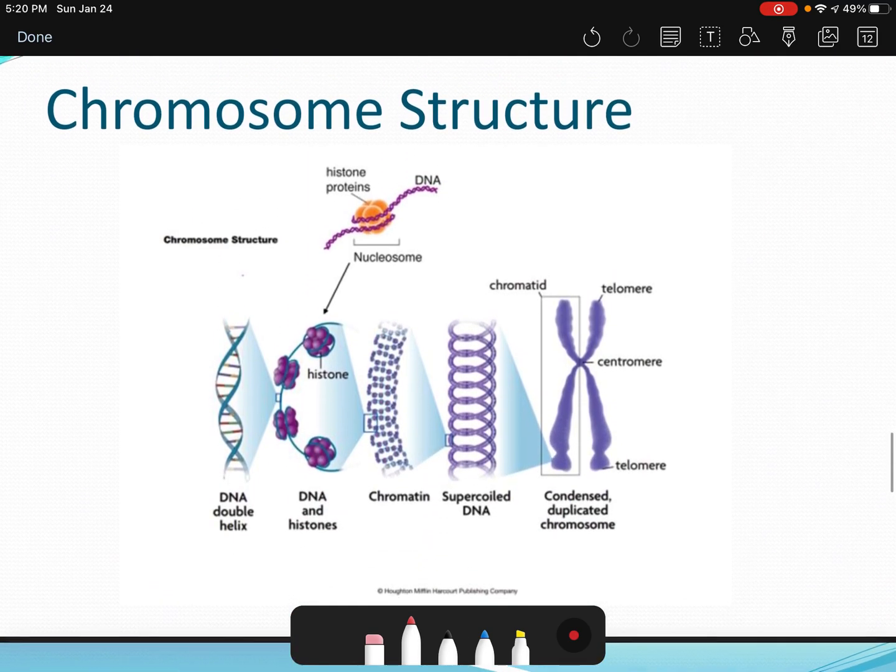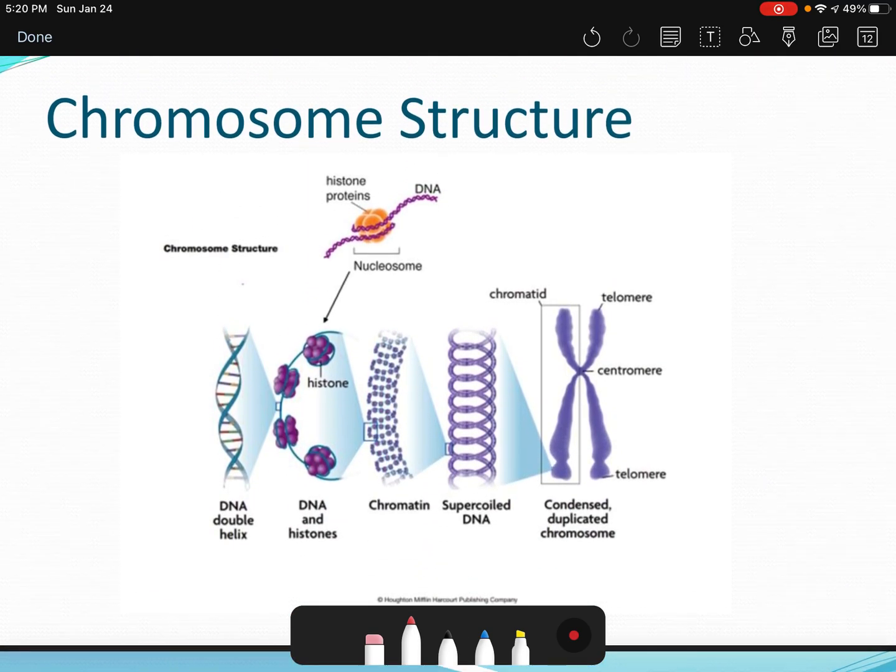So when you look at the chromosome structure, remember that DNA is made up of a double helix with all those bases. A pairs with T, C with G. Then those are wound around these histone proteins, that's the little purple things there. And as that gets wound more and more, when it's still loose, it's called chromatin. But as it starts getting wound more and more, then it becomes a chromosome.